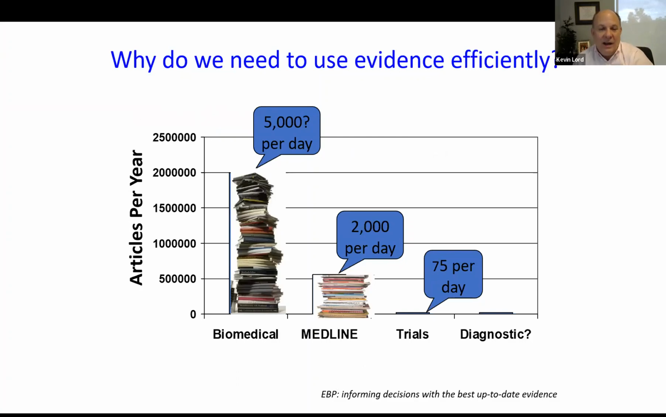The amount of articles, biomedical, Medline, trials, as well as diagnostic, that you see every day: 5,000 per year on the biomedical side, 2,000 being added to Medline. To put it in perspective, we're looking at over 2 million for the year, upwards of over 500,000 on the Medline side. And then you have the trials as well as the diagnostic. It's impossible to read all of those. You wouldn't be able to bill for anything.